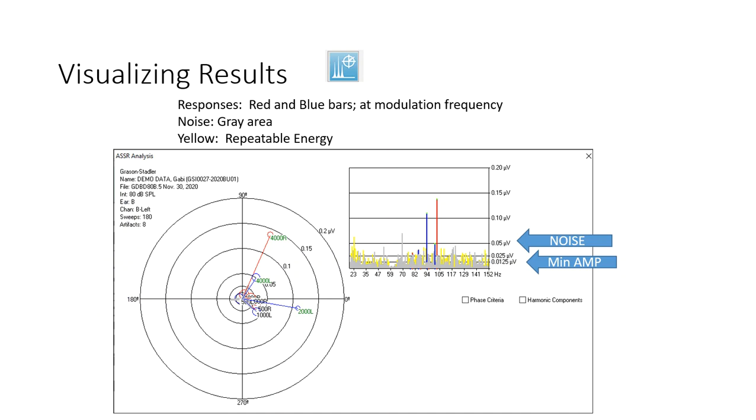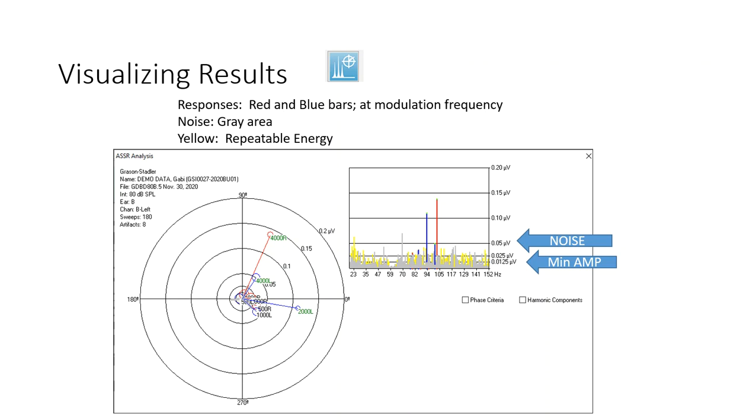You can see that by visualizing the results when you select the ASSR analysis icon. This is something that I think takes a little while to get used to because there's a lot of information on the screen. When you launch this window, you will see a polar plot on the left and an FFT on the right.